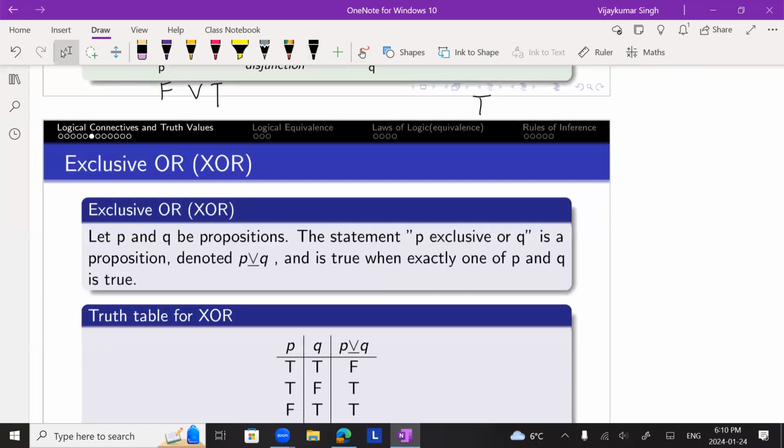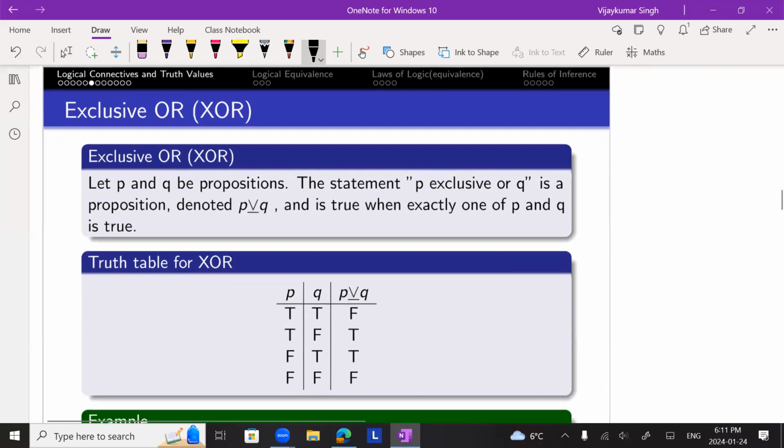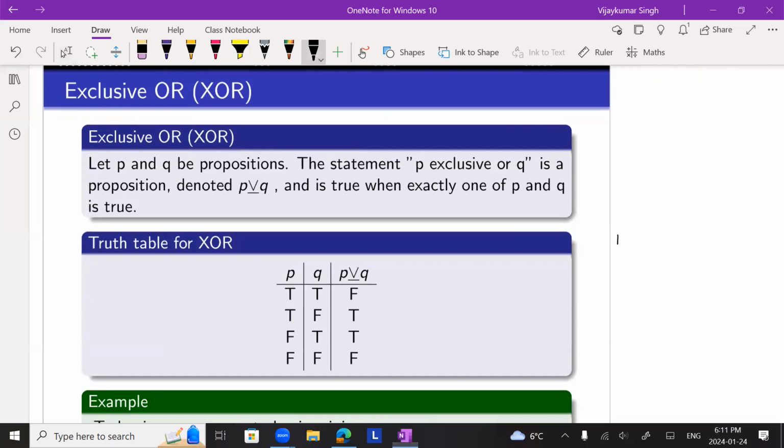So again, let P and Q be propositions. The statement P exclusive or Q is a proposition denoted by P XOR Q. It's true when exactly one of them is true. Otherwise, it's false. Let's write it down in terms of zeros and ones, because true and false is already done here. Let me try to generate in a different way, but you can generate it in whatever way you want. I generally prefer the way I have been doing so far, but you could also do 0, 0, 1, 1, 0, 1, 0, 1.